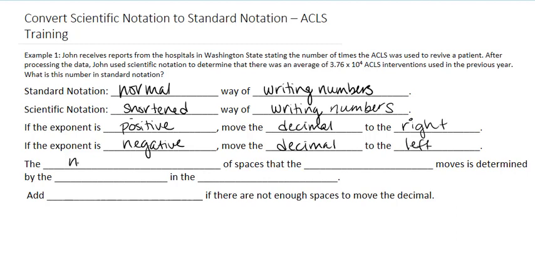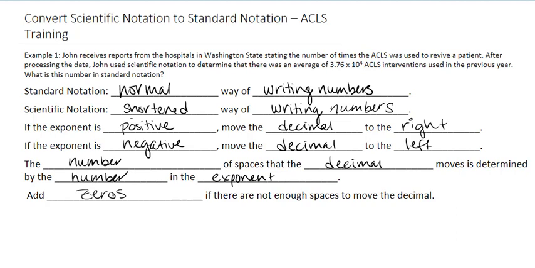And the number of spaces that the decimal moves is determined by the number in the exponent. We may need to add zeros if there is not enough spaces to move the decimal. So let's go back to our example.